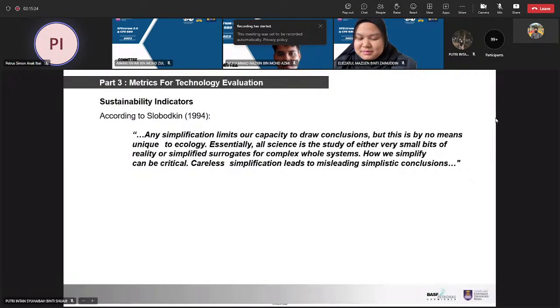So these are the indicators. According to Slobodkin, simplification limits our capacity to draw conclusions, but this is by no means unique to ecology. Essentially, all science is the study of either very small bits of reality or simplified surrogates of complex whole systems. How we simplify can be critical. Careless simplifications basically lead to misleading, simplistic conclusions.